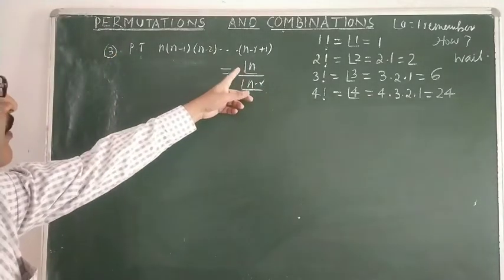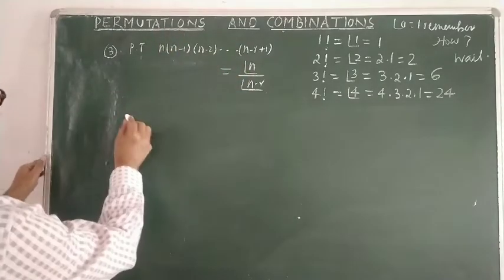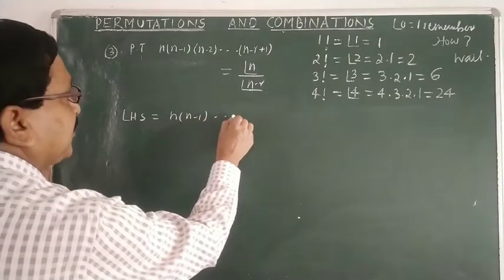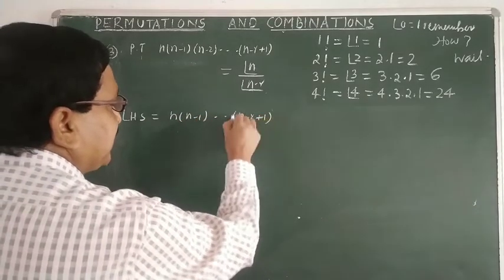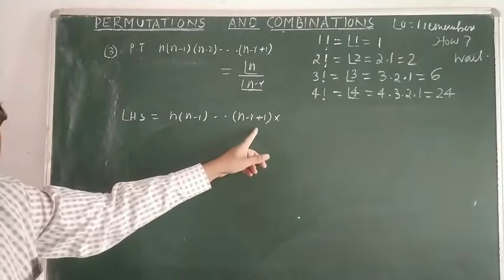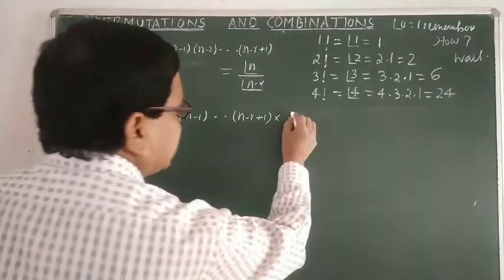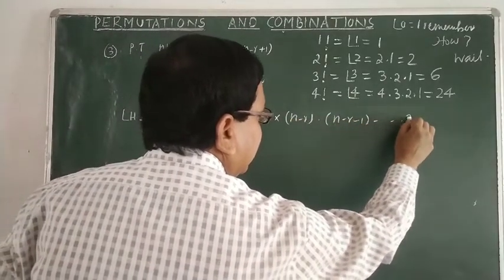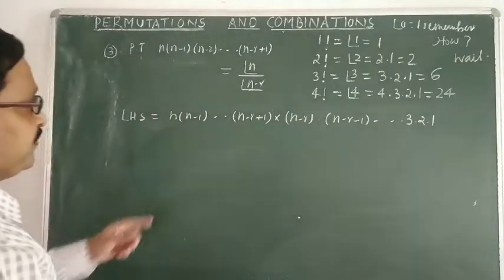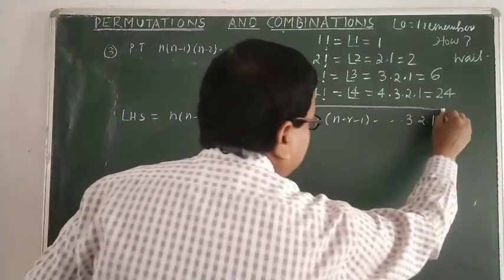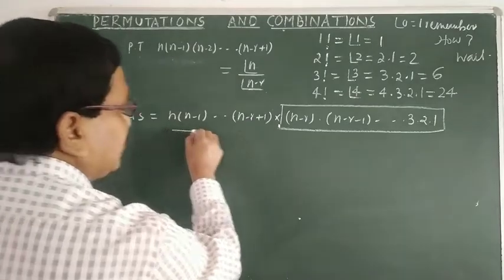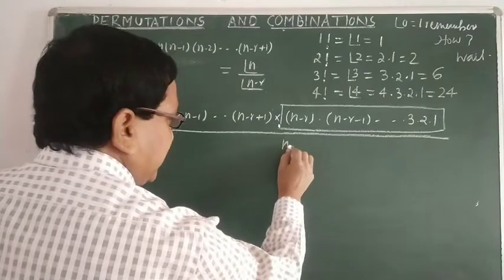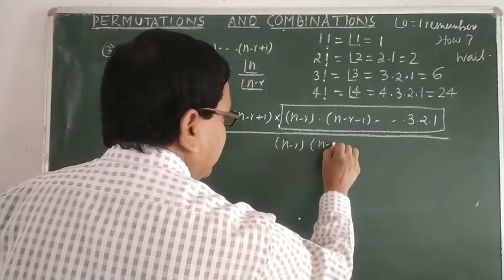Better to start from RHS, or you can start from LHS. Let us see from LHS: n into (n minus 1) dot dot dot (n minus r plus 1). After that, students, when one decreases, and one more decreases, it becomes n minus r, then n minus r minus 1, decreasing by one each time, lastly 3, 2, 1. This is extra, written by you, continued up to 1, and the same thing will be in the denominator.